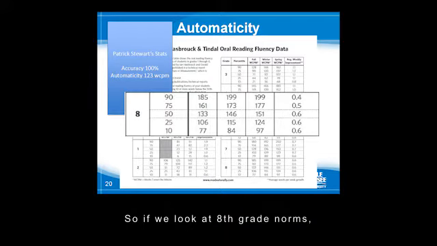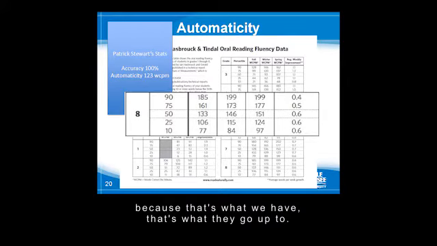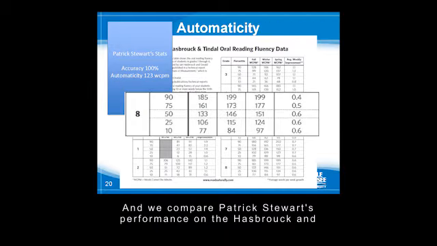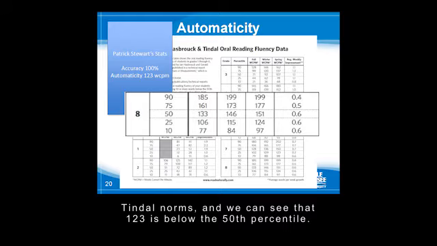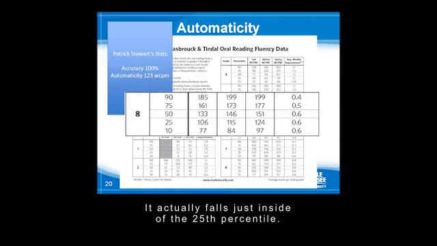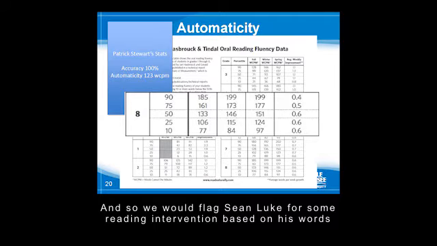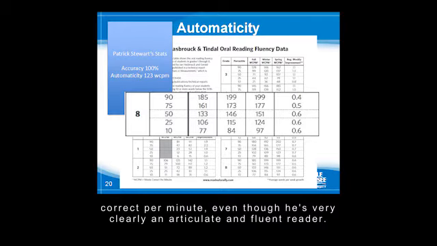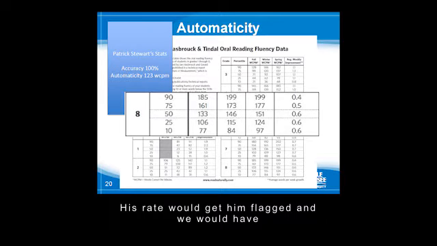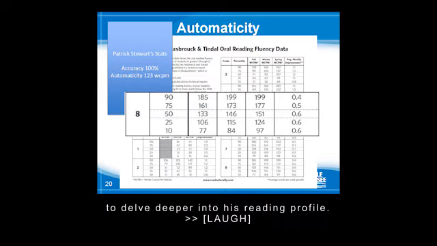So if we look at 8th grade norms, because that's what we have, that's what they go up to, and we compare Patrick Stewart's performance on the Hasbrook and Tyndall norms, we can see that 123 is below the 50th percentile. It actually falls just inside of the 25th percentile. And so we would flag Jean-Luc for some reading intervention based on his words correct per minute, even though he's very clearly an articulate and fluent reader. His rate would get him flagged, and we would have to delve deeper into his reading profile.